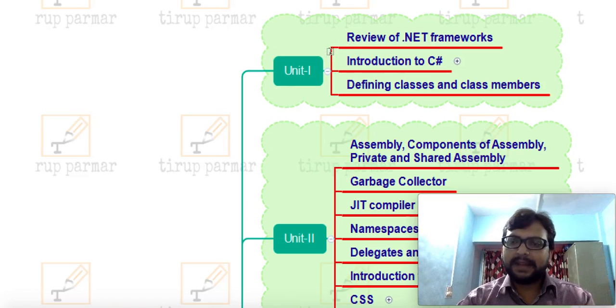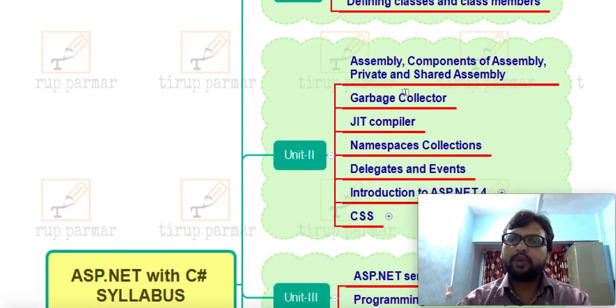So this is our syllabus. Let's just discuss. This is exactly what is provided in your syllabus by Mumbai University. As you can see in Unit 1, we need to discuss what is the .NET framework, then introduction to C Sharp, then defining classes and class members, and then in Unit 2 we are going to discuss what is an assembly, components of assembly, private and shared assembly.